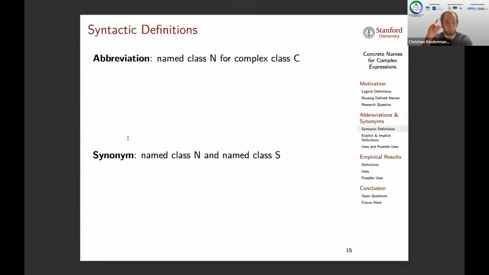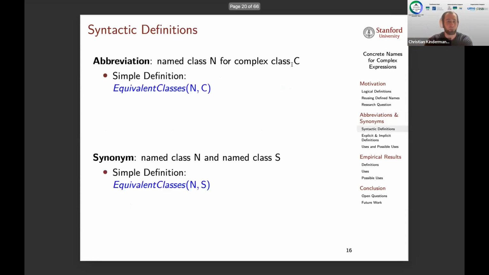I define abbreviations and synonyms. Let's start with an abbreviation. I say that an abbreviation is a named class in OWL that is equivalent to a complex class expression, right? And this is just that in OWL, and a synonym is a named class that is equivalent to another named class because you could use them interchangeably, at least on the level of OWL, because they're logically equivalent. And I call these things simple definitions because the axiom that corresponds to this definition only consists of these two arguments, the named class and the complex class expression.